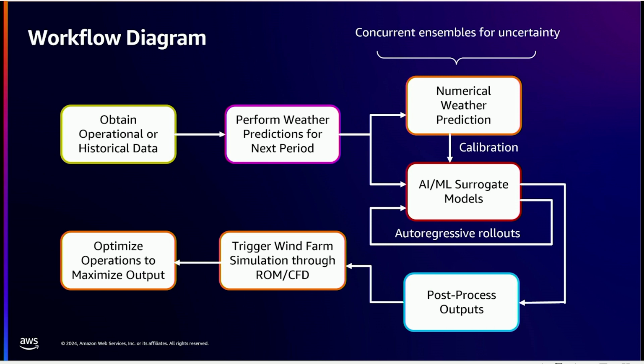We do want to run some level of numerical weather prediction. Europe's integrated forecast system, for example, runs every 6 hours. Same with the US GFS system. We need this to calibrate our ML surrogate models, which we build based on our historical data. For example, the ERA5 reanalysis data set, which includes all of the variables associated with the weather conditions.